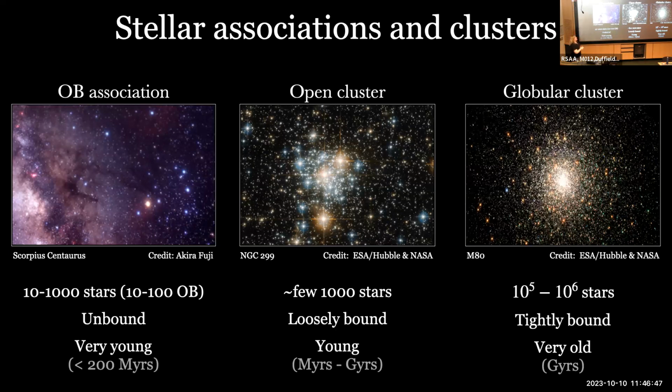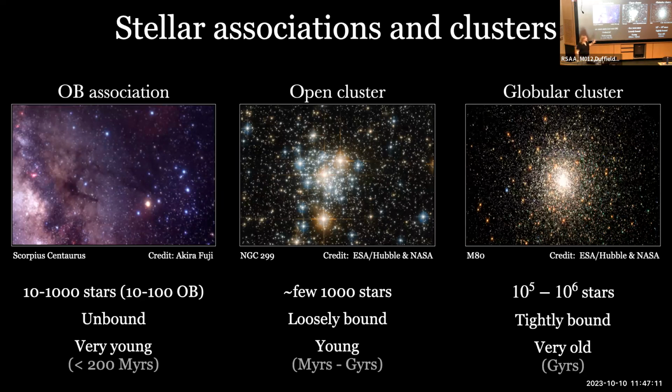So looking at the OB associations, they have much fewer stars, but they're younger and therefore have a lot of O and B type stars in them. So those are the main ones that I'm interested in. They're also a bit easier to study than, for example, open clusters, because since they're not gravitationally bound, they're spread over a much larger part of the sky.